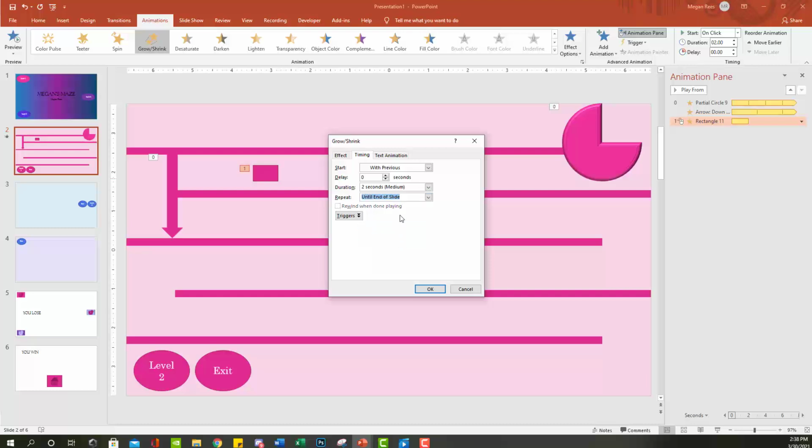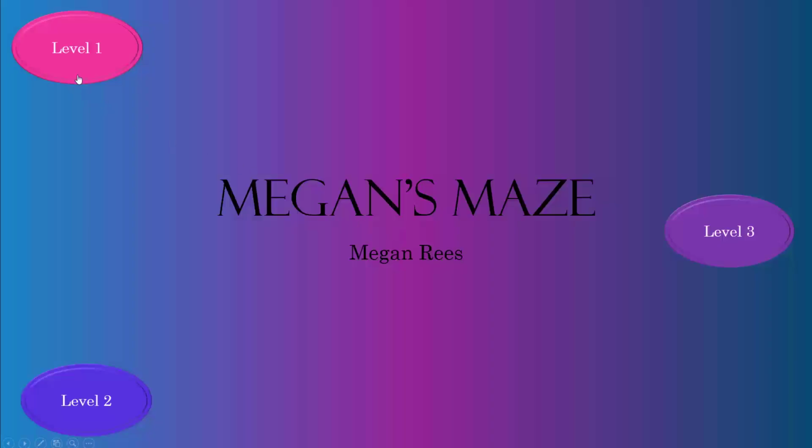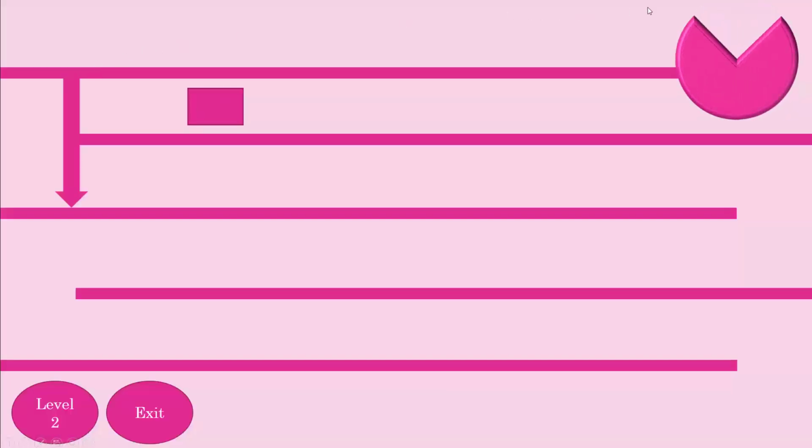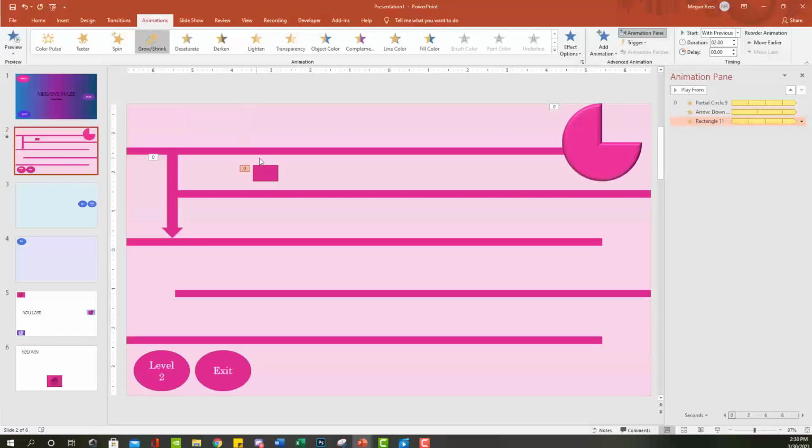Pretty much all of them, that's going to be how it works. And because it repeats, it's going to go in and out and in and out. So now when I play it, it's just growing and then shrinking. Oh, but you see the problem? It kind of blinks back. Okay, I don't really like that. So I'm going to figure out a better way for that.